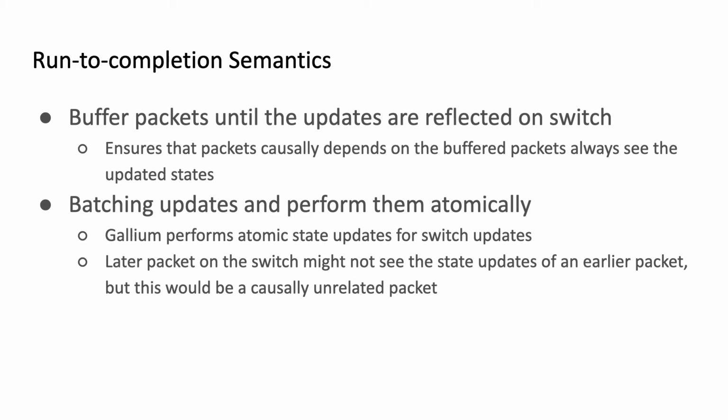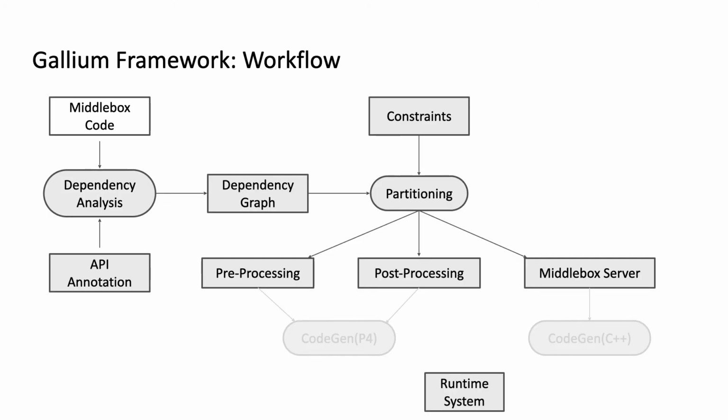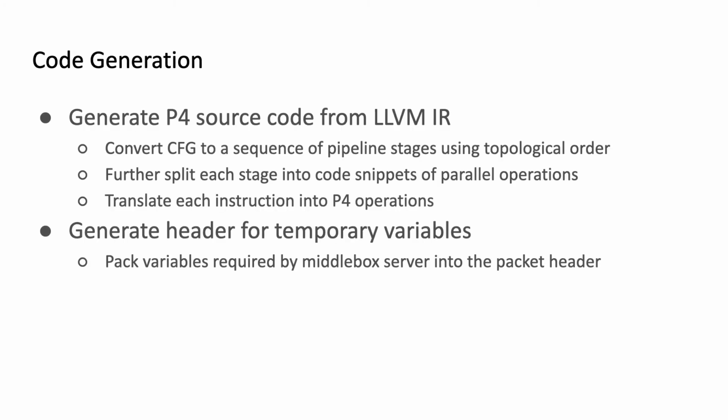Of course, using this mechanism, it is still possible for later packets on the switch to be processed using an older state. But we argue that this does not violate the run-to-completion semantic because such a scenario can only happen on packets that are causally unrelated to each other, and therefore it will be equivalent to an in-network packet reordering. These 2 mechanisms that guarantee the run-to-completion semantic will be provided as a runtime system.